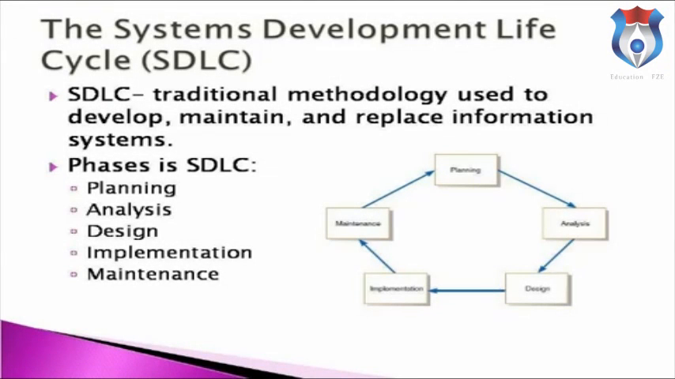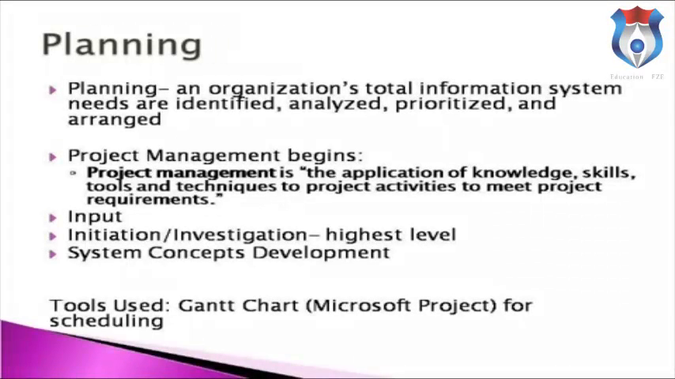Let's first touch on the Systems Development Life Cycle, also known as the SDLC. The SDLC is a traditional methodology used to develop, maintain, and replace information systems. It consists of 5 phases. These are planning, analysis, design, implementation, and maintenance. The first phase of the SDLC is planning. In planning, an organization's total information systems needs are identified, analyzed, prioritized, and arranged. This is where project management begins.